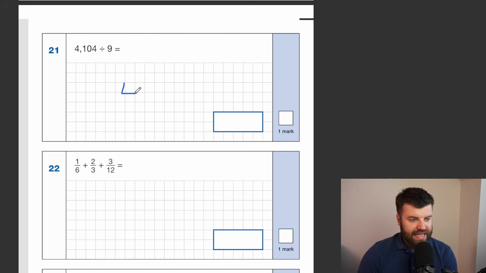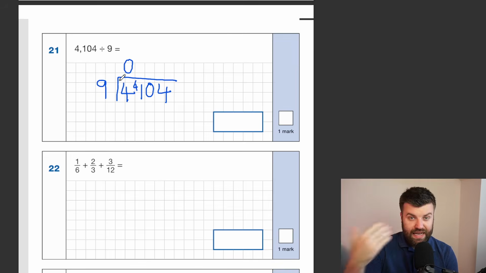4,104 divided by 9. Again, it's such a large number. Let's get this into the bus stop method. And it's testing your 9 times table this time. How many 9s in 4? Obviously, none. And that whole number 4 gets exchanged over. How many 9s are in 41? How close can we get?